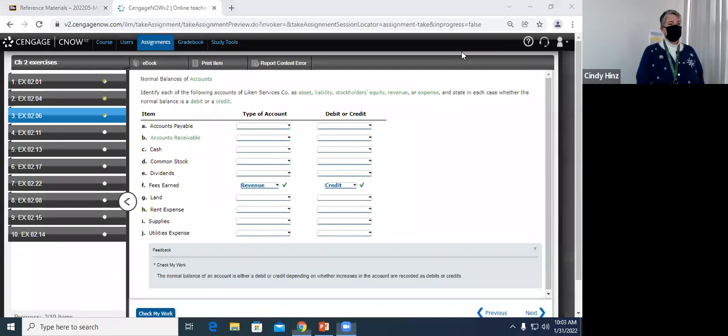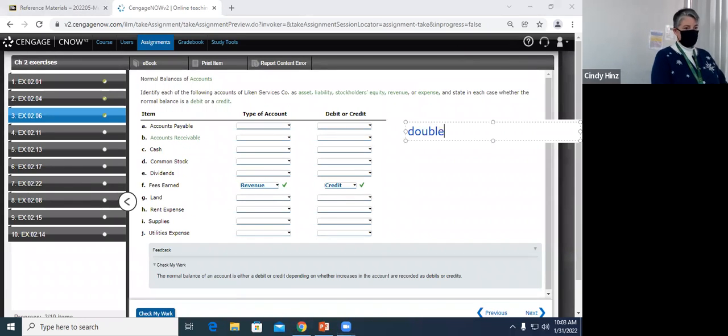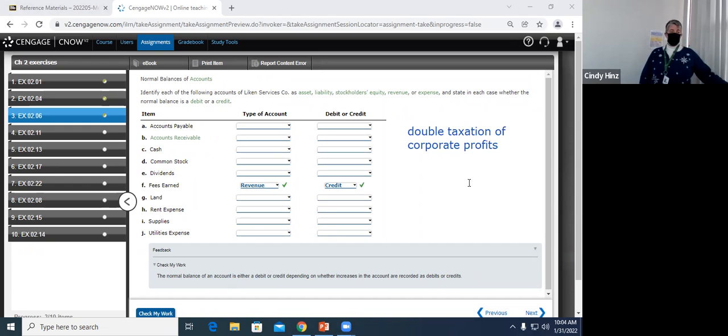One of the reasons this is really significant for the corporate form of organization is something known as, it's on the screen, double taxation of corporate profits. This is one of the negatives, one of the drawbacks of the corporate form of organization. You may have heard that term and really not known what it meant. Maybe you've never heard the term before, and that's okay. What it means is dividends don't appear on the income statement. They're not part of the cost of doing business for the company.